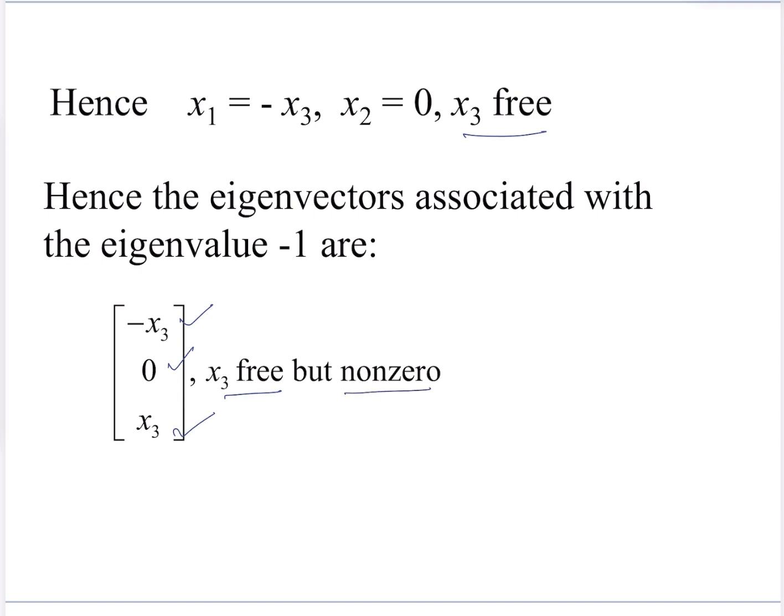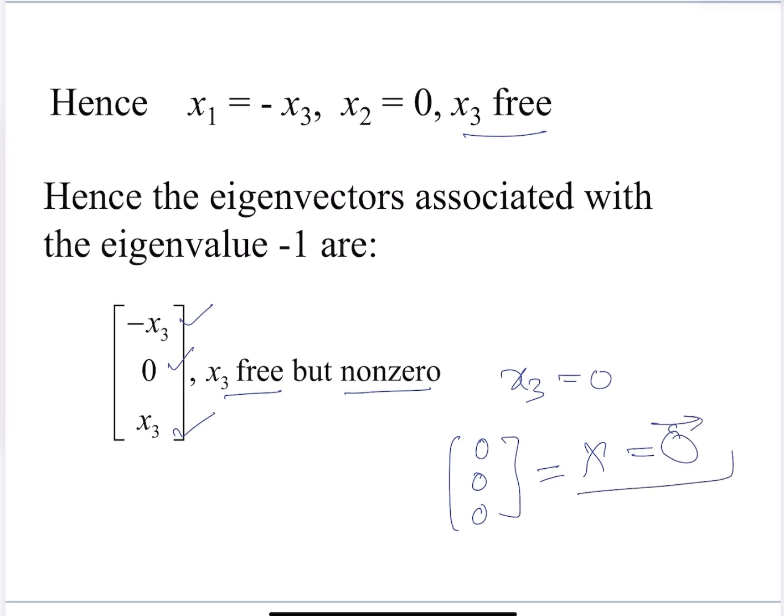So why is x3 non-zero? Because if you plug in x3 as 0, what will happen? Because x3 is free, it can take any value. So you see 0, 0, 0, which means your vector x is basically the zero vector, which is not allowed by the definition. So to avoid that, we need to take x3 as non-zero, right? Because it doesn't work here. Okay.